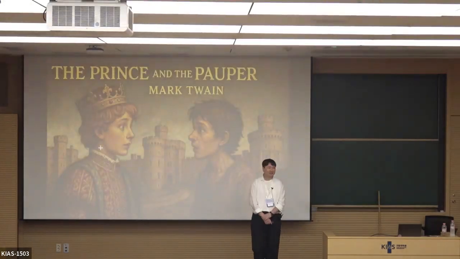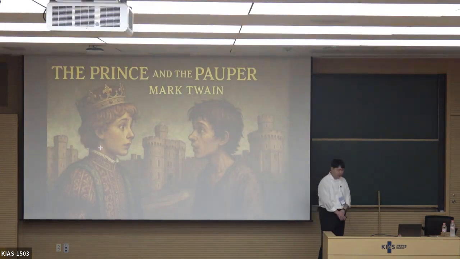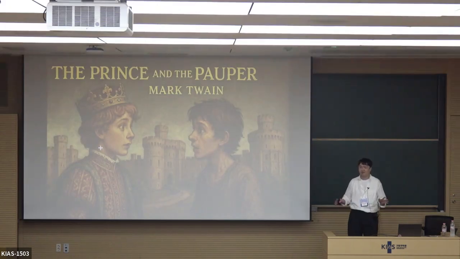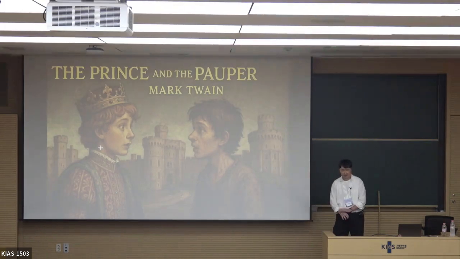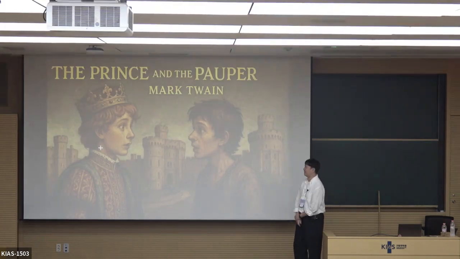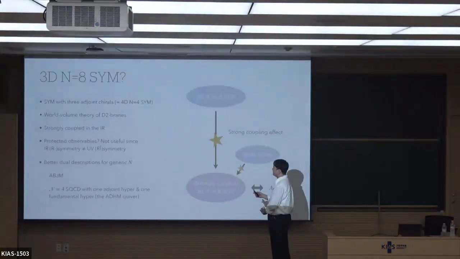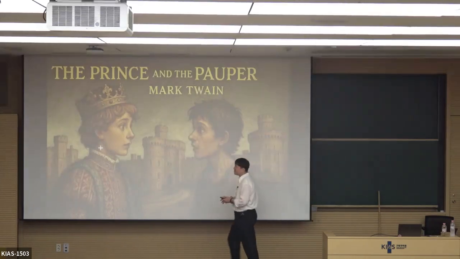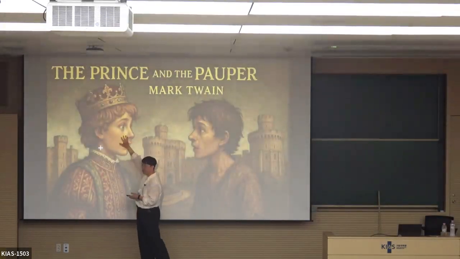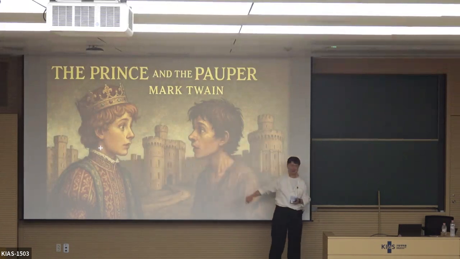So there is a famous story written by Mark Twain, a story about 2 boys who have very similar looking, but completely different lives. One as a prince, and the other as a pauper. I guess most of you know this story. The thing is that I found that there is a similar story. Okay, so something's wrong here. There's a similar story in physics for the maximal supersymmetric Yang-Mills theory and 3D maximally supersymmetric Yang-Mills theory.